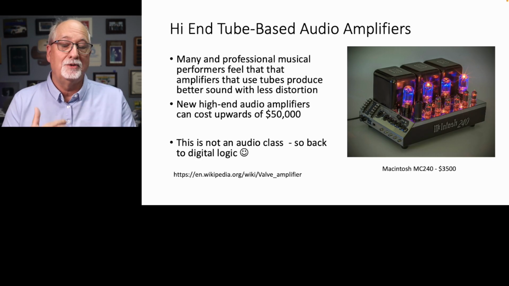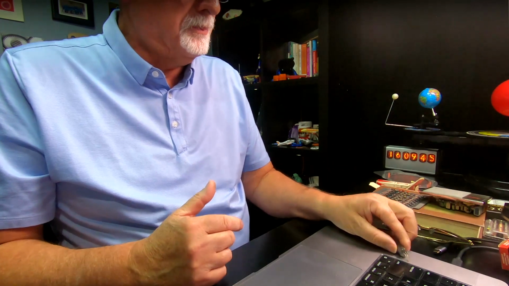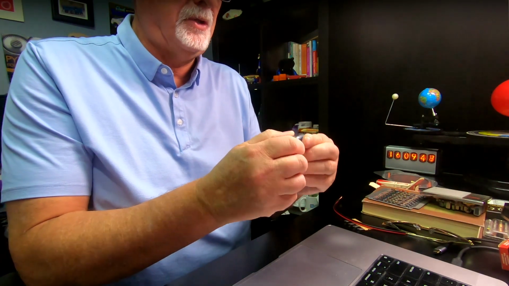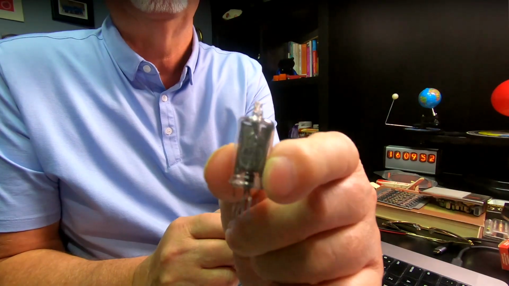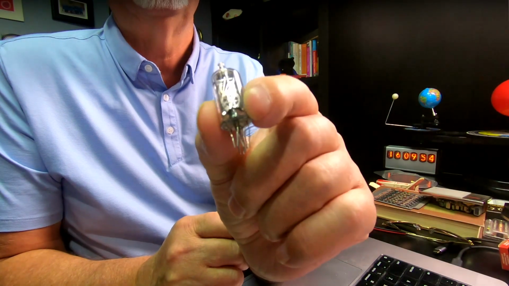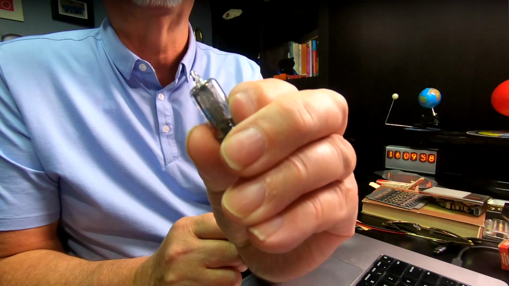Also, high-end musicians tend to like amps that have tubes in them because they feel that they give a more pure sound. Before we completely leave tubes and say goodbye and move on to transistors for the rest of the class, I want to show you one last tube. It's called a Nixie tube. And it's going to appear later in the class when we do some digital circuit design.